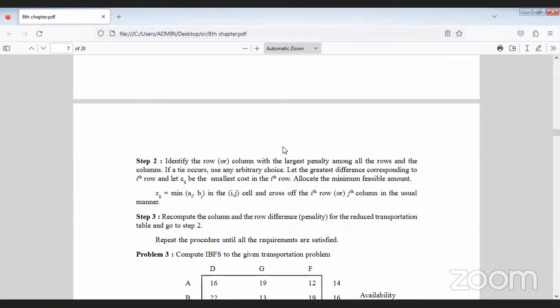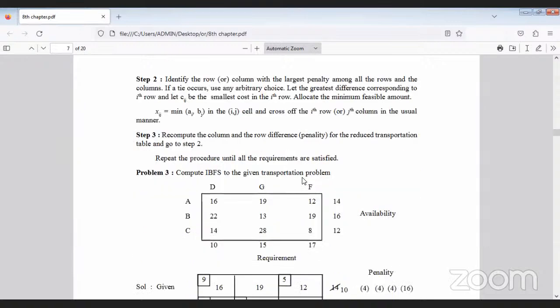Step 2. Identify the row or column with the largest penalty among all the rows and columns. If a tie occurs, use any arbitrary choice. Let the greatest difference correspond to the ith row and let Cj be the smallest cost in the ith row. Allocate the minimum feasible amount. Very important, Xij is equal to the minimum of Ai and Bj in the Ij cell across the ith row and jth column. Recompute the column difference and reduce the transportation problem.